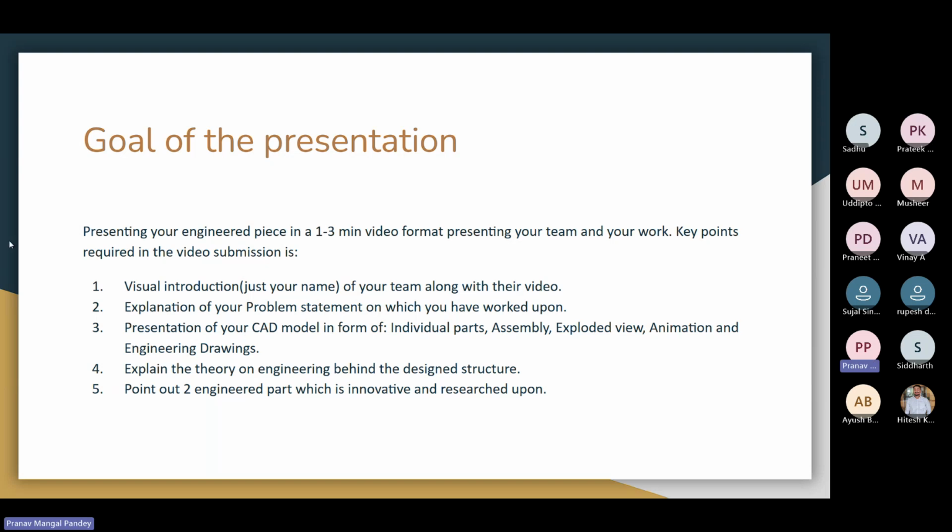Even the simulation of the part is also required. I have not added it here, my bad, but you also need to show what was the simulation result of your part. Okay?